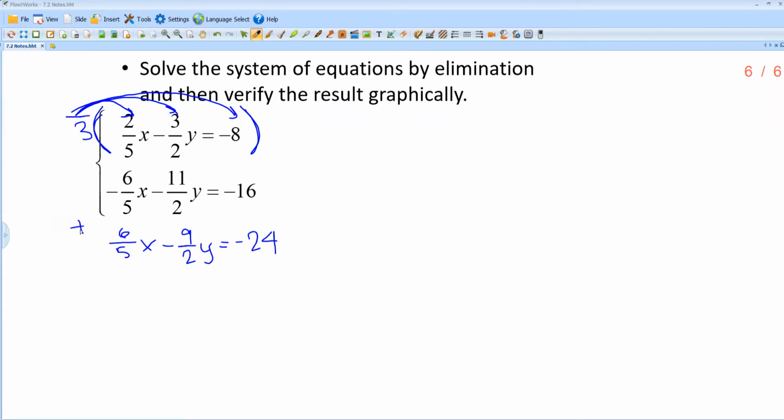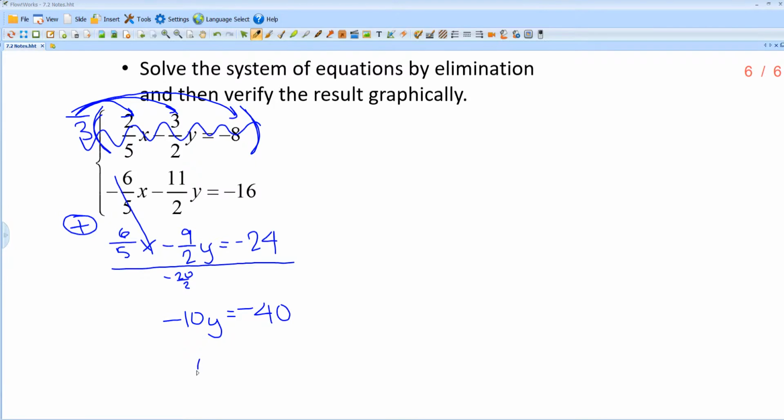Now I'm going to perform addition between these two equations. I'll lightly cross that one off. When I add -6/5 x and 6/5 x, that cancels. -11/2 and -9/2, that's giving me -20/2, which is -10y. And -16 plus -24 will give me -40. This gives me y is equal to 4, which is nice. It's not a fraction. And I can pick any of these 3 different equations to substitute back into.